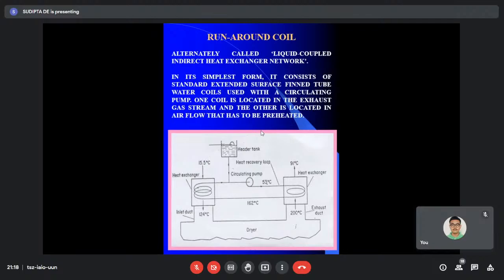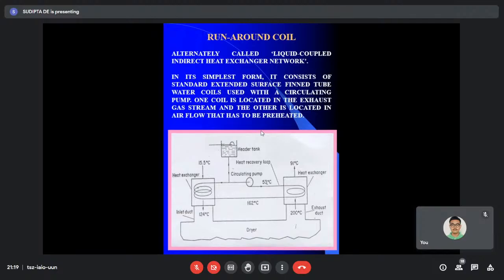And fin tubes, water coils used with a circulating pump. Generally, the working fluid used is water, but obviously this has to be replaced with other working fluids depending on the temperature of the heat exchange process. If the surrounding temperature is, say, sub-zero, then water will not be an effective fluid at all. We have to use different additives to the water to decrease its freezing point. Then one coil is in the exhaust gas stream, and the other is located in the airflow that has to be preheated. It can be heating purpose, it can be cooling purpose.